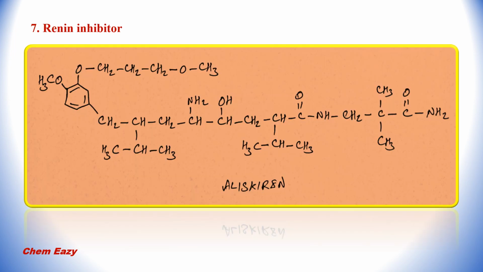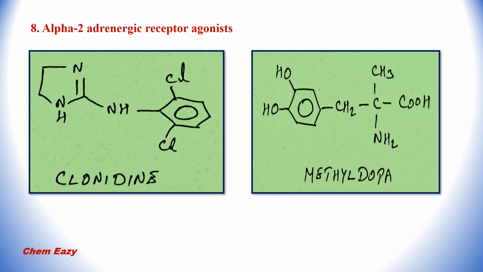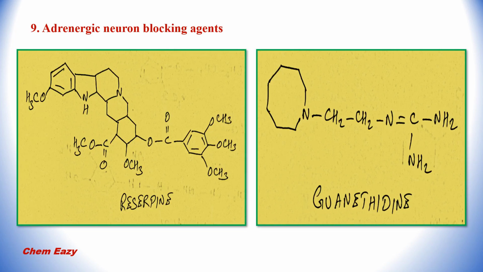Next class is renin inhibitor. Drug name under this category is aliskiren and this is the structure of aliskiren. Eighth category is alpha-2 adrenergic receptor agonists. Drugs under this category are clonidine and methyldopa. And the ninth class is adrenergic neuron blocking agents. This is the structure of reserpine under this category and this is the structure of guanethidine.